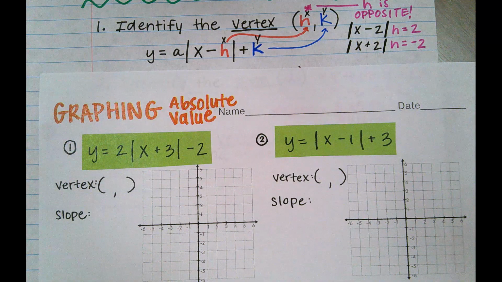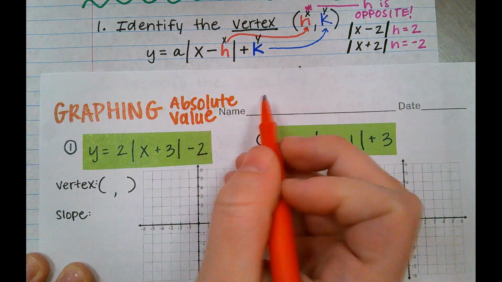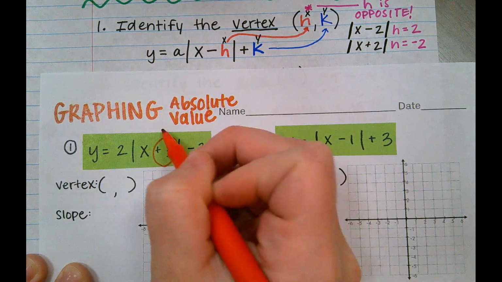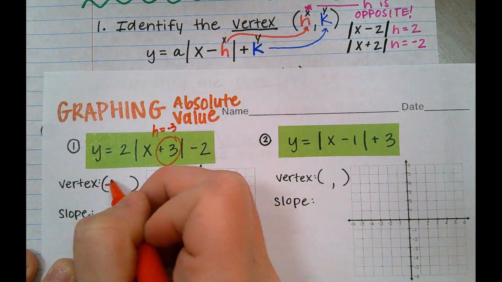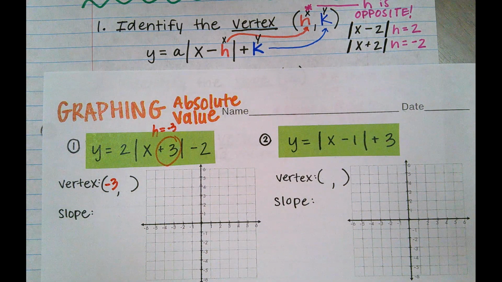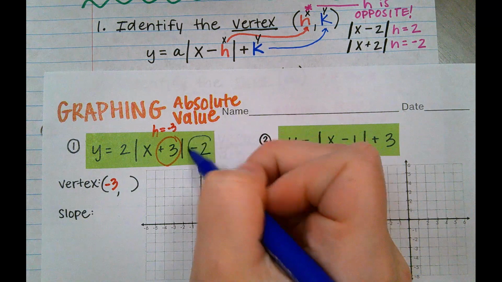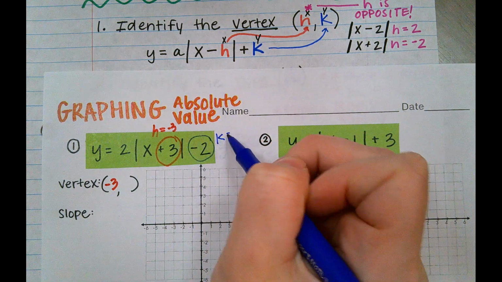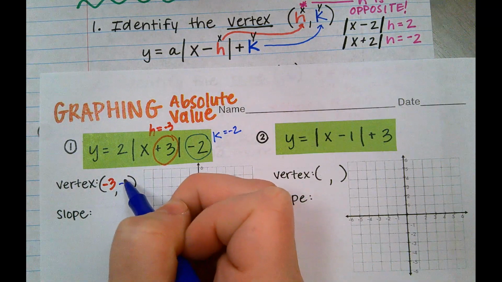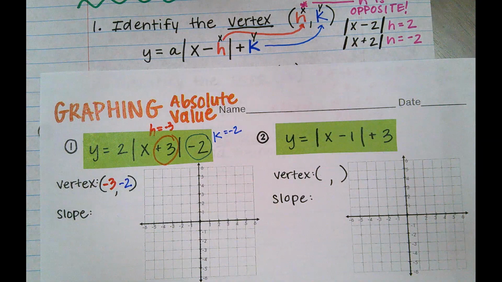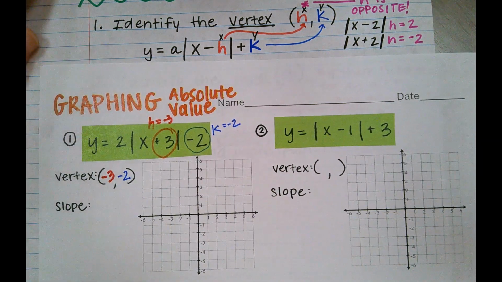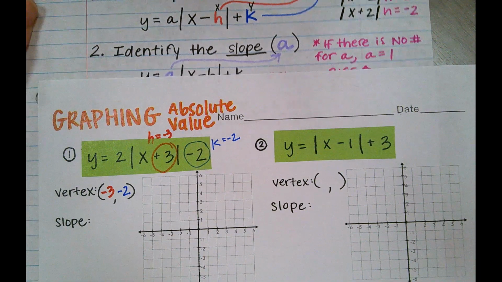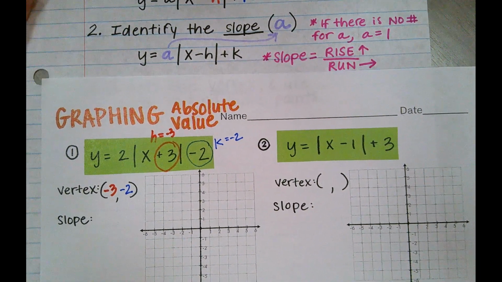For h, my h is opposite. So since it's plus 3 here, h is negative 3. And then my k will be -2. So my vertex is -3, -2. Step 1 is done.